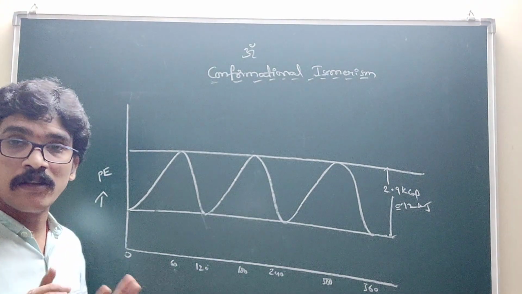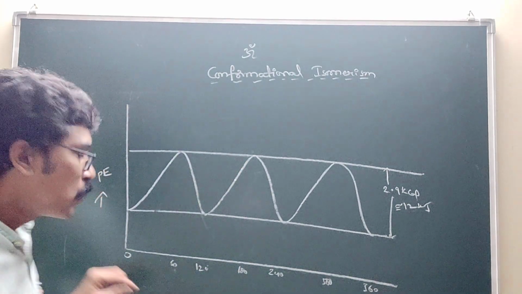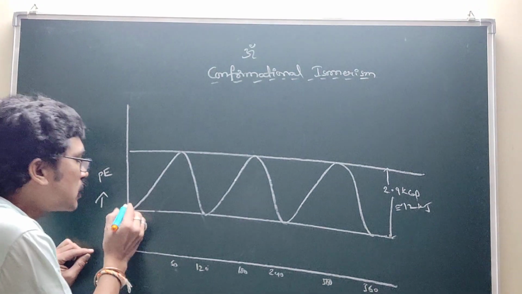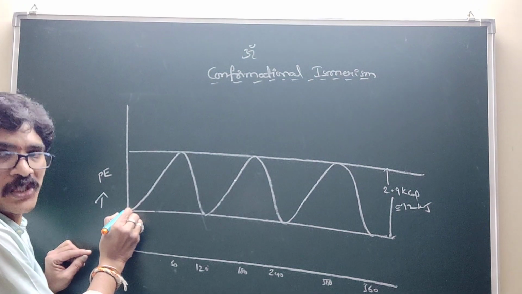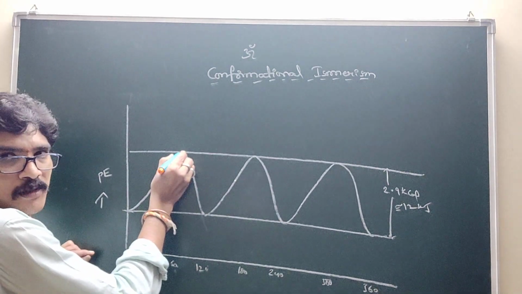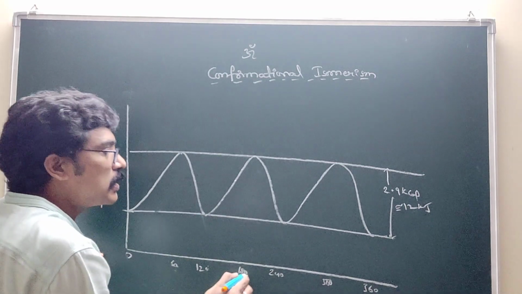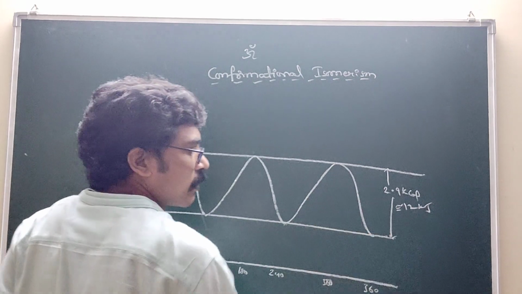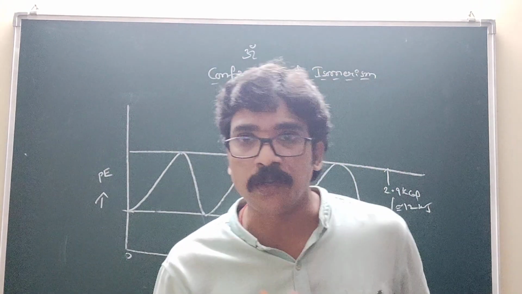Not dihedral angle, it's very important: angle of rotation. If you rotate an angle 60 degrees, suppose at 0 degrees this form is staggered. Then if you rotate 60 degrees, it becomes eclipsed. Again we rotate 60 degrees, staggered. Again we rotate 60 degrees, eclipsed. Staggered, eclipsed, staggered. So there is a very important doubt.